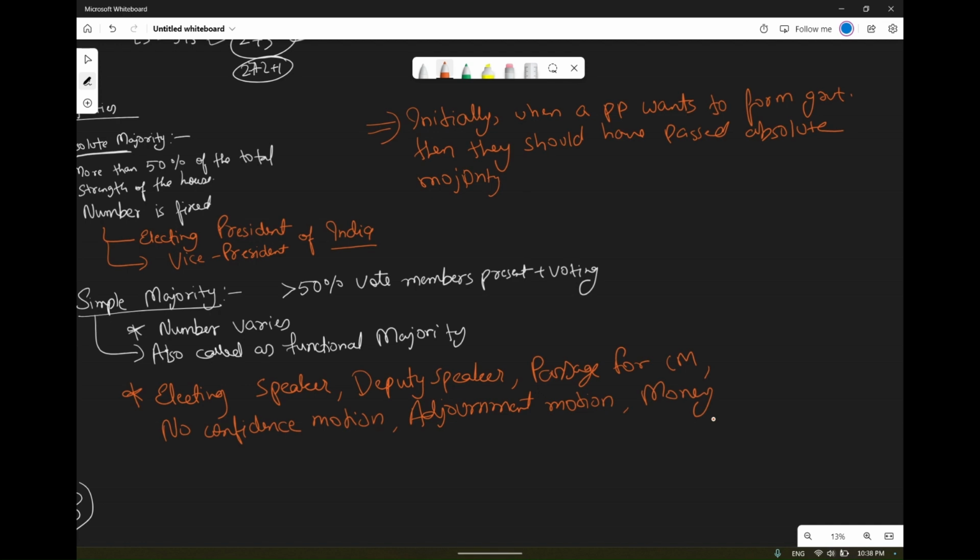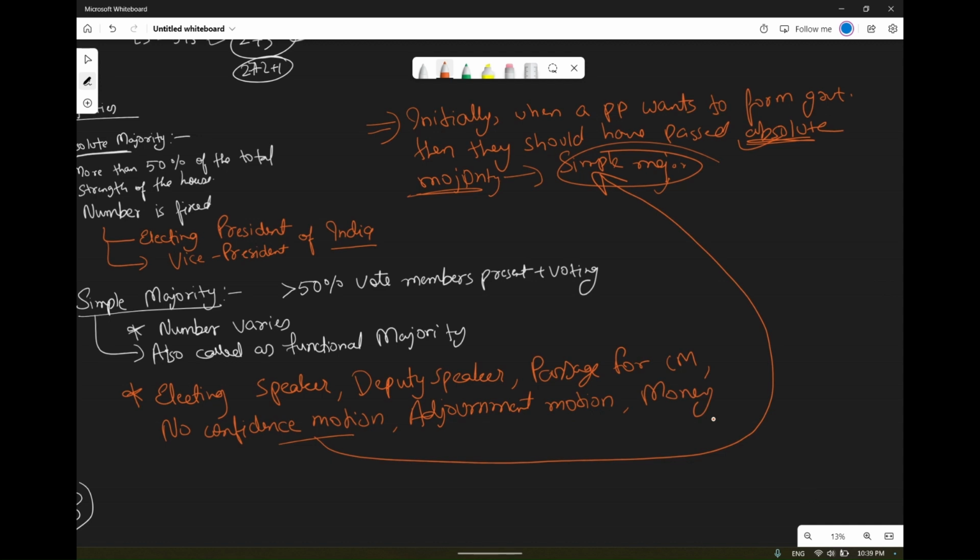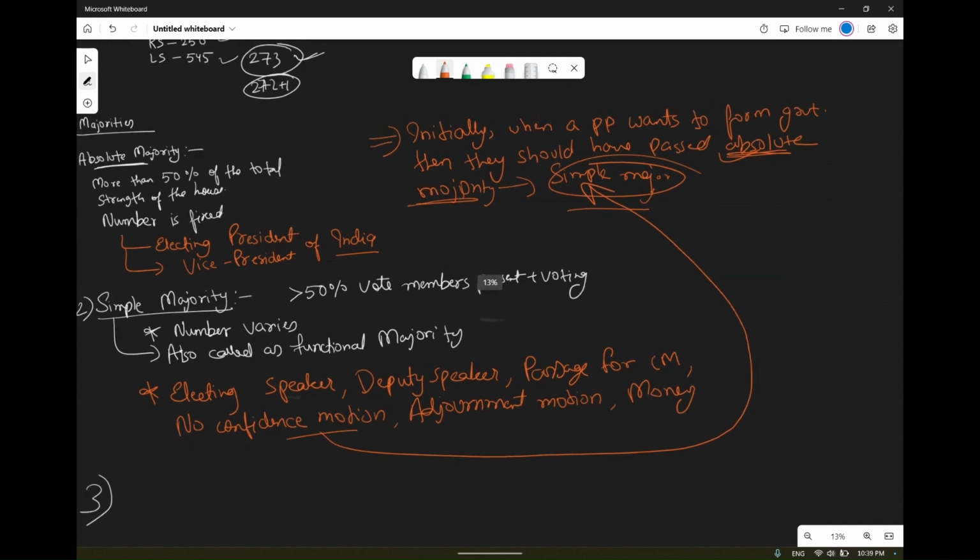But whether the government will continue or not is decided through the no confidence motion, and in that case the simple majority comes in. When a no confidence motion is brought up on the floor, a floor test is required for any government to prove their majority in the parliament. So in that case they require a simple majority. Okay, but to form the government, the absolute majority is required, while at the time of the floor test they have to prove it with the simple majority.